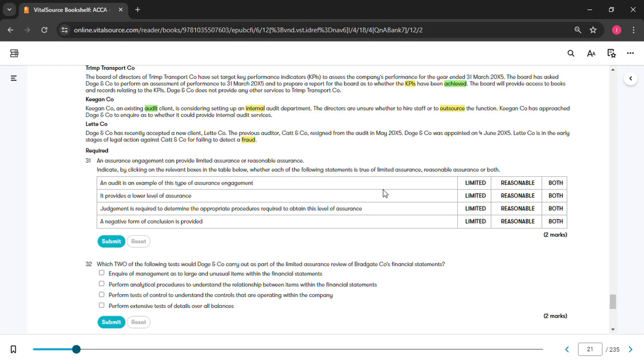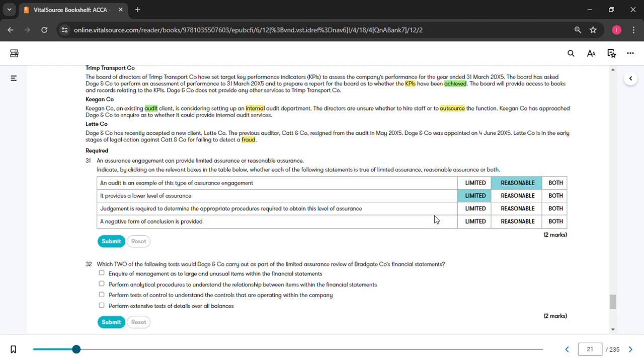You cannot say that. Limited assurance: if you find anything wrong, if you are not finding evidence, if you are not having evidence, then you will say subject to inventory, subject to property, plant and equipment, subject to cash. Then it is a limited assurance. But overall financial statements, we provide which type of assurance? We provide reasonable assurance. Now, lower level of assurance means limited. Okay, Gaita? Okay, sir.